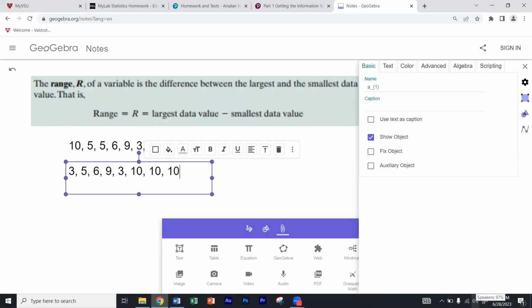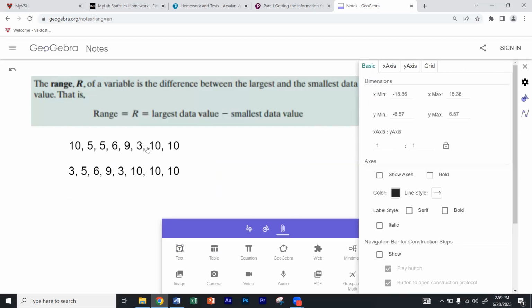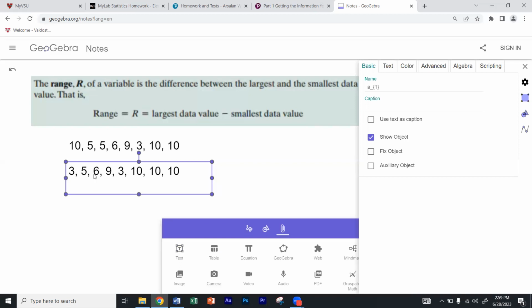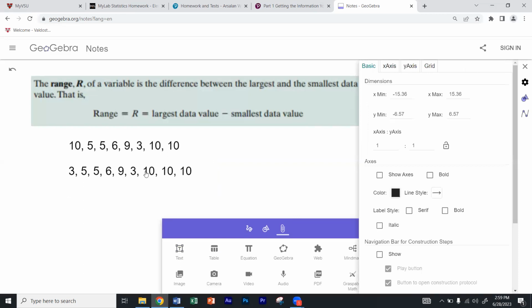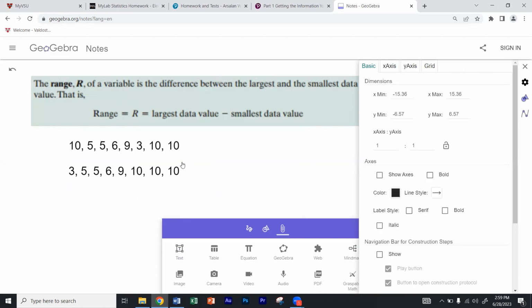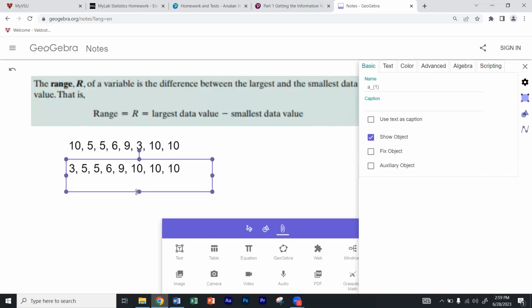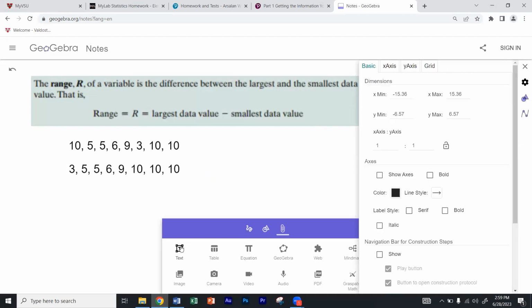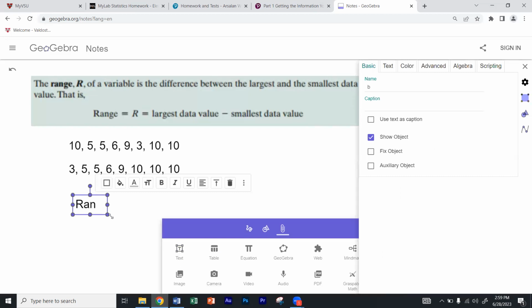Give me 1 second, guys. It's too bright. My screen is too bright. But anyway, 3, 5, 5, 6. I want to make sure I have everything. 3, 10, 5, 5, 6. 3, I've taken care of 3. So this 3 has to go. So now I have ranked the data. To find the range, I'm just going to subtract 3 from 10. Done. It's really that simple.